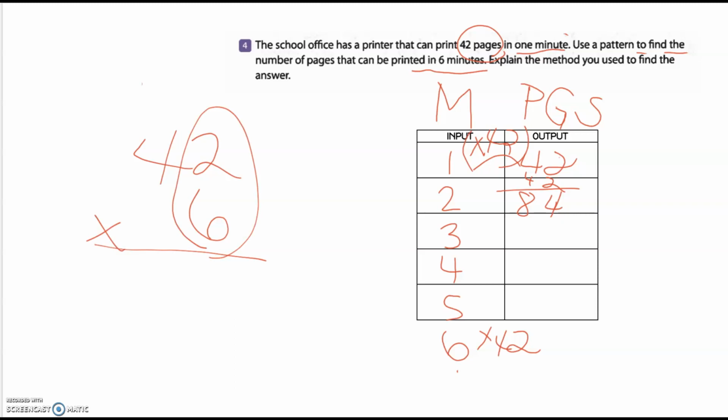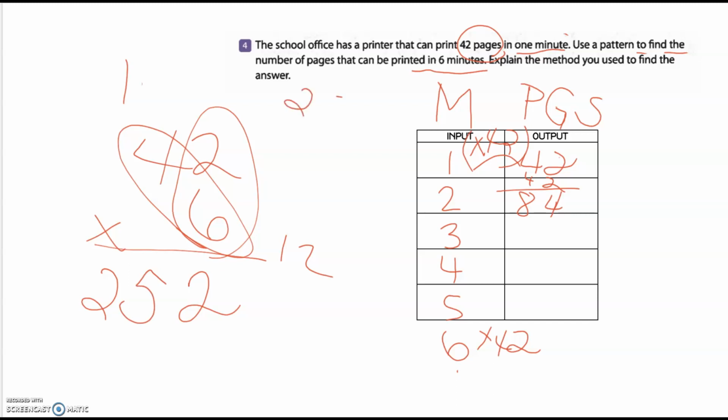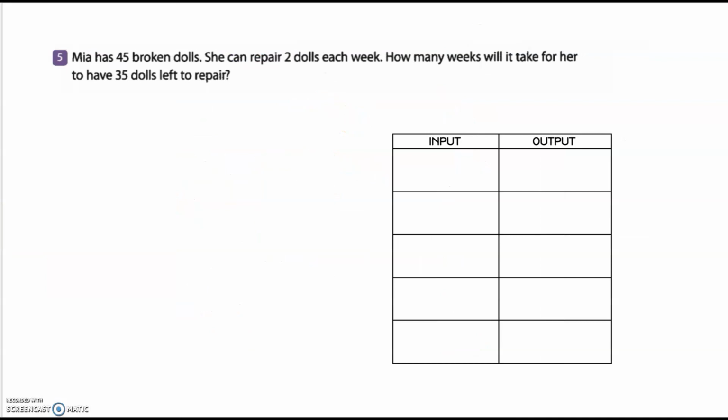6 times 2, yep, that's right, is 12. Looks like this, so my 2 is going to go here, carry my 1. 6 times 4 is 24, plus 1 more would be 25. So it's going to be 252. My answer to the question is 252 pages in 6 minutes. That's a lot of pages, but as a person who makes a lot of copies, I can tell you it's not so many. All right, Mia has 45 broken dolls.